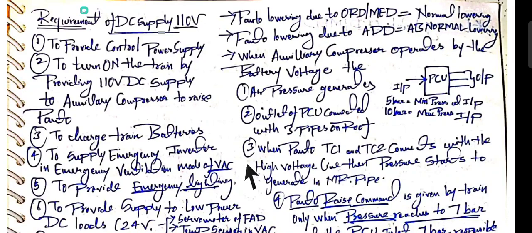And second is AC supply, 3 phase 415 volt AC supply, and frequency is 50 hertz. In this, voltage and frequency both are fixed. Voltage is 3 phase 415 volt and frequency is 50 hertz.